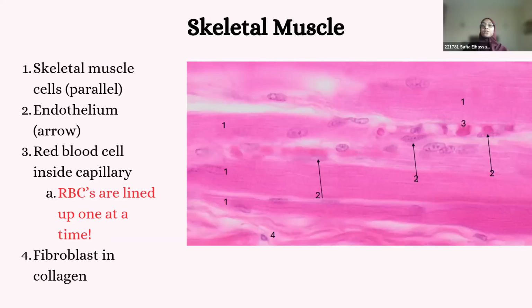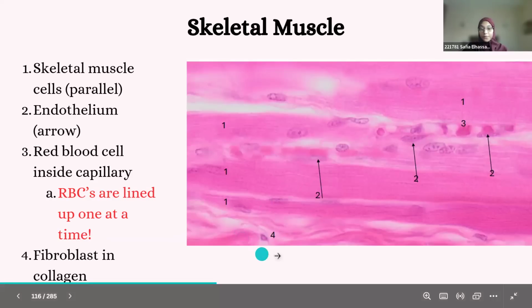So endothelial cells are simple squamous cells with a flat nucleus. And you have these red blood cells, and the way that you can identify that this is a capillary is you look at the RBCs and the way that they're lined up. Since capillaries are very, very small, RBCs can only fit in there one at a time, so they're lined up in a row. Another thing that you could see here is collagen, and this collagen would be synthesized by fibroblasts, which you can see here as cell number 4.